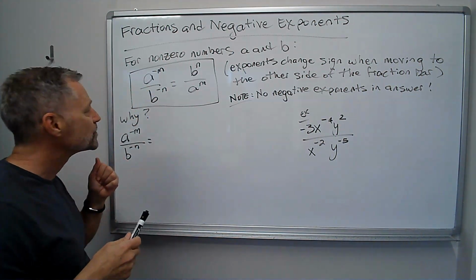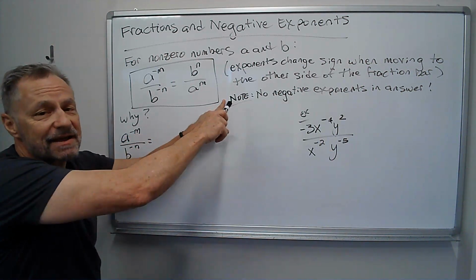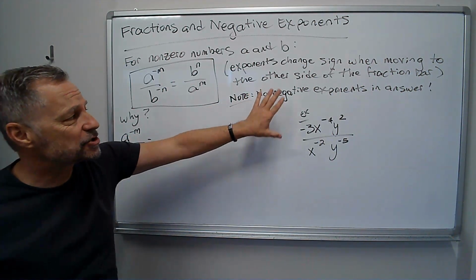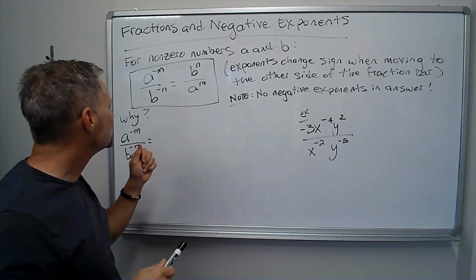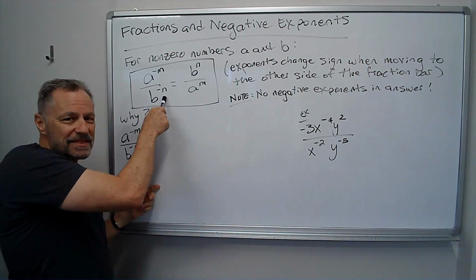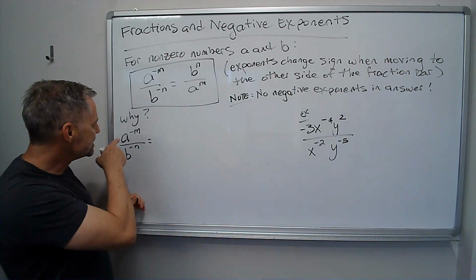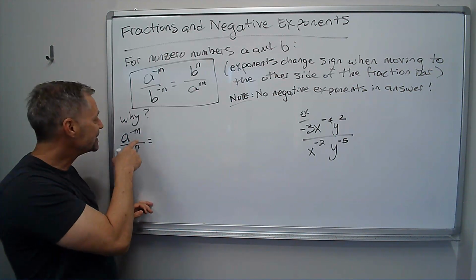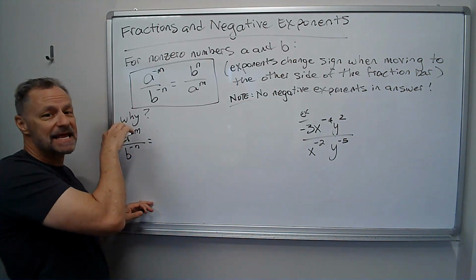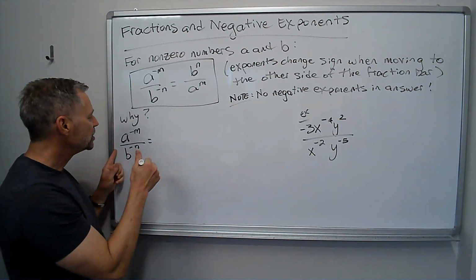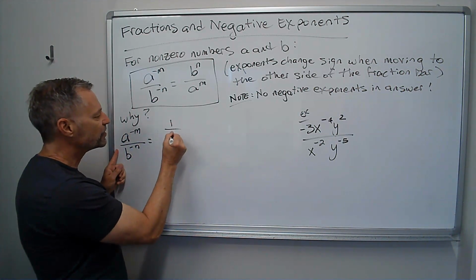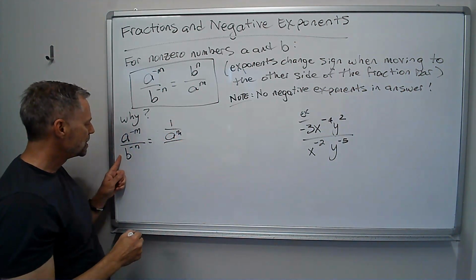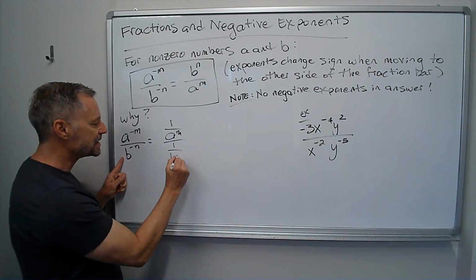Okay. And note I said we can't have any negative answers. In our answers, we can't have negative exponents. So let's talk about why this is the case. So I've got a to the negative m over b to the negative n. And remember, we've got a property that says a negative exponent takes the reciprocal. So this is really 1 over a to the m. And this is really 1 over b to the n.